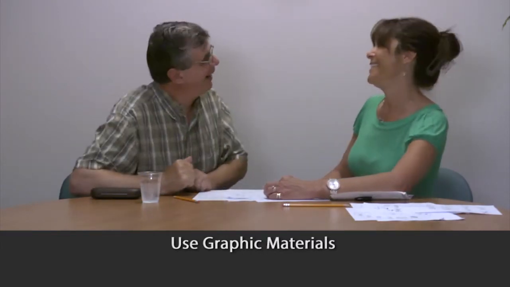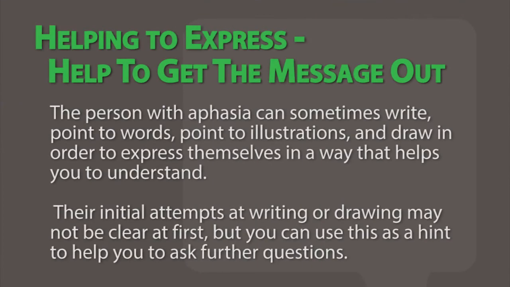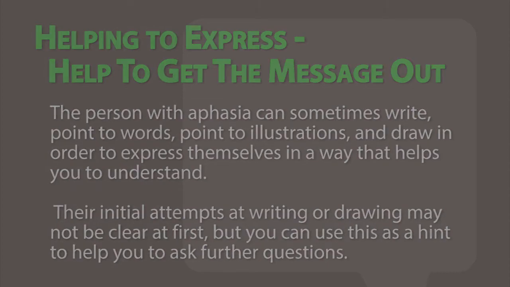Helping to express. The person with aphasia can sometimes write, point to words, point to illustrations, and draw in order to express themselves in a way that helps you to understand. Their initial attempts at writing or drawing may not at first be clear, but you can use this as a hint to help you ask further questions.